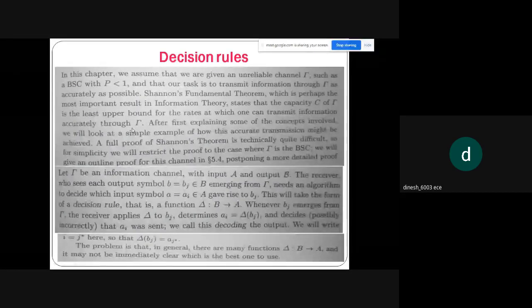So this we had seen in the earlier chapter. And the next is that a proof of Shannon's theorem is quite difficult. So for simplicity, we have taken the proof of the case for the binary symmetric channel. BSC is a binary symmetric channel. Okay, so we are done with that.